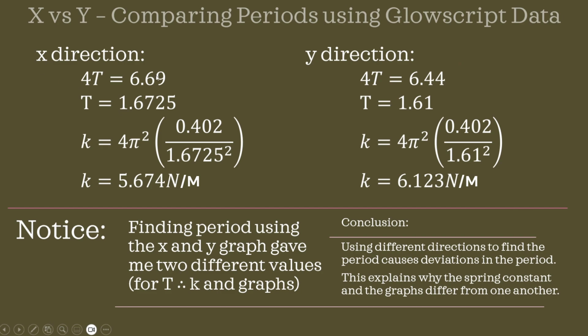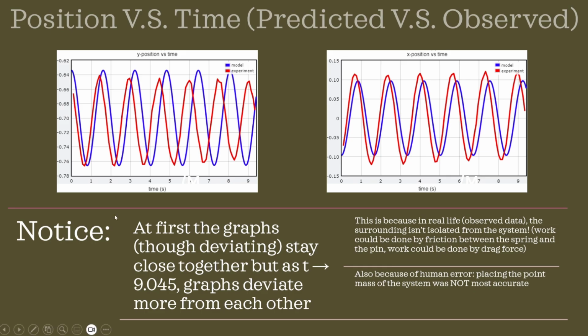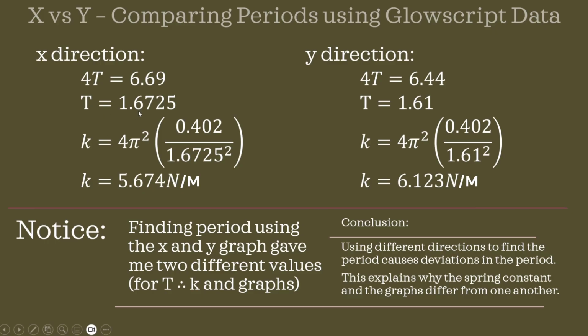And so I did the same process of finding the period as in the first one, but used these graphs instead. The period ended up being 1.6725, and therefore the spring constant ended up being 5.674 Newtons per meter, and in the y direction, the period ended up being 1.61, and the spring constant ended up being 6.123 Newtons per meter.